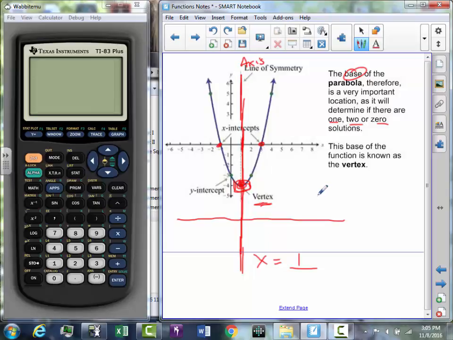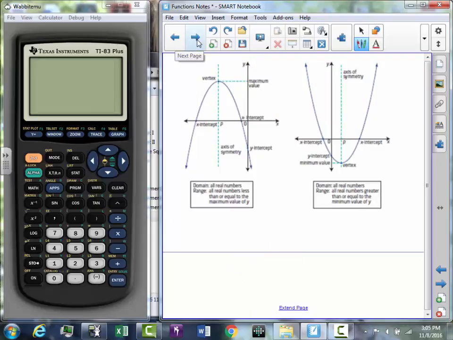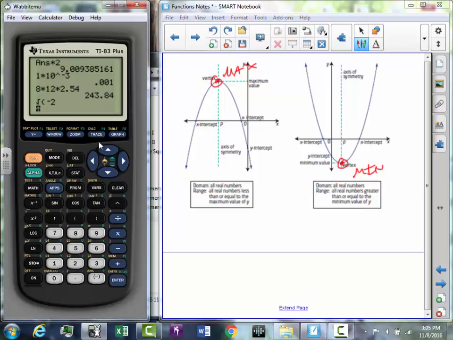What I want to show you now, if you haven't already figured this out, is that if I give you a graph, we sometimes need to find that location, the vertex point. Here's a vertex which is a maximum. Here is a vertex which is a minimum. I want to show you how to use the minimum and maximum buttons on your calculator, because that's a useful tool to have.